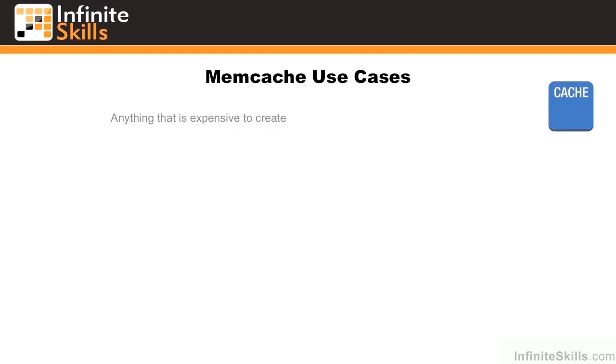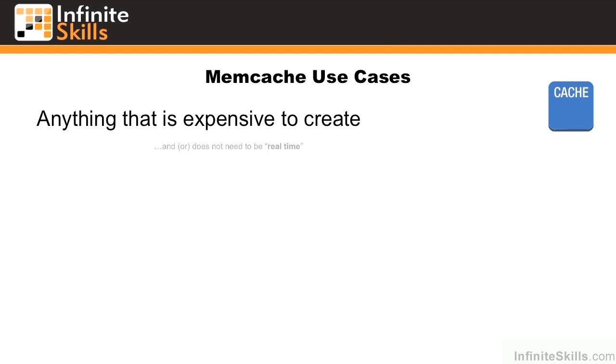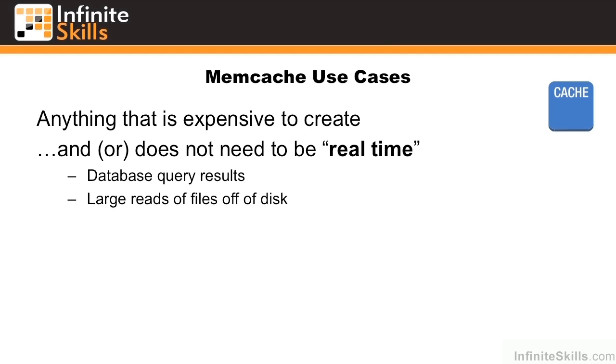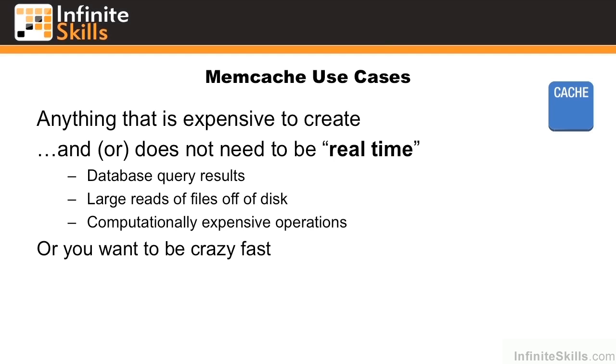Some good use cases of Memcache are anything that is expensive to create and/or does not need to be real-time. Results such as database query results, large reads of files off of disk, and computationally expensive operations. Or if you want this data to be crazy fast, such as user sessions and product catalogs. Memcache is probably most heavily used for user sessions.